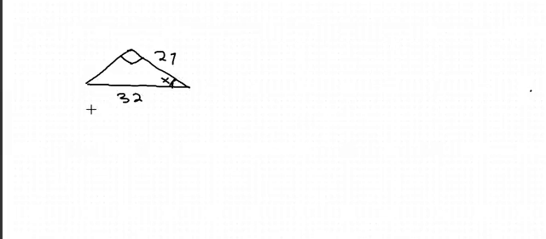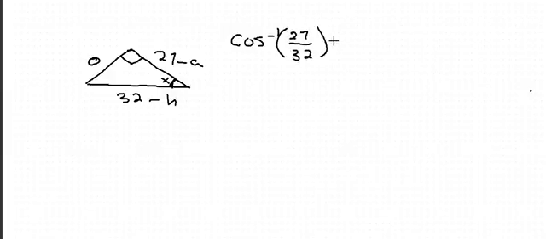So let's label the sides of our triangle. The 32 would be the hypotenuse. Adjacent. No, opposite. So this is the opposite. So knowing these two sides, what trig function do I have to start off with? Cosine. Mm-hmm. So the cosine inverse, because we're solving for the angle, is what over what? 27 over 32 equals x.